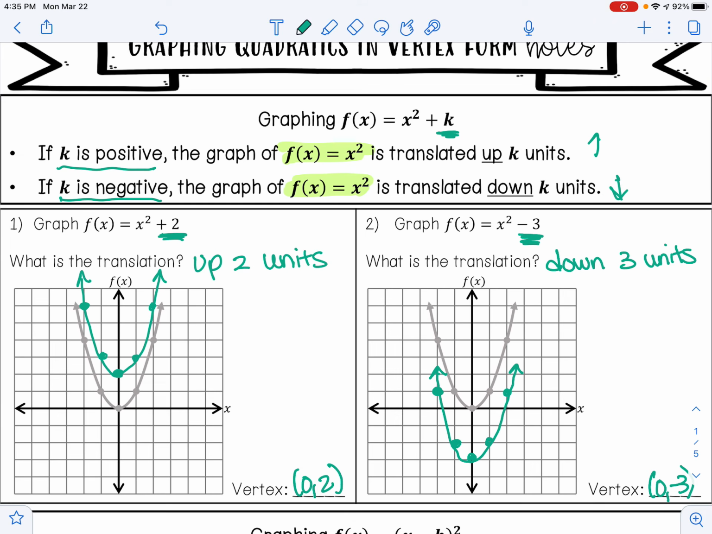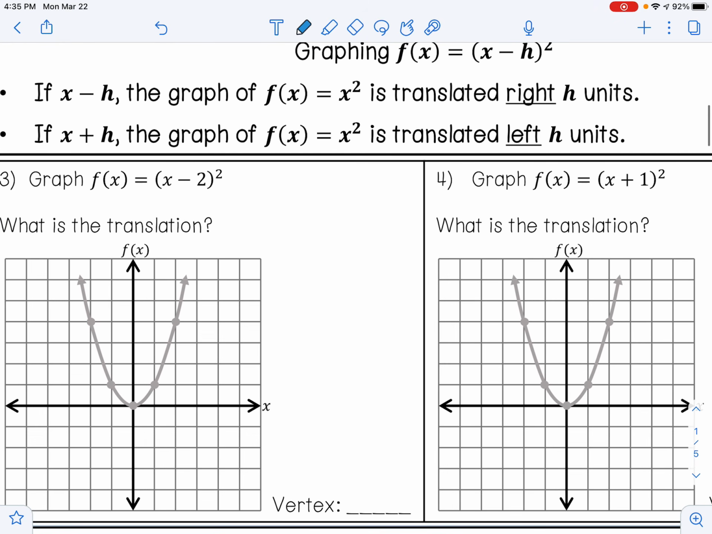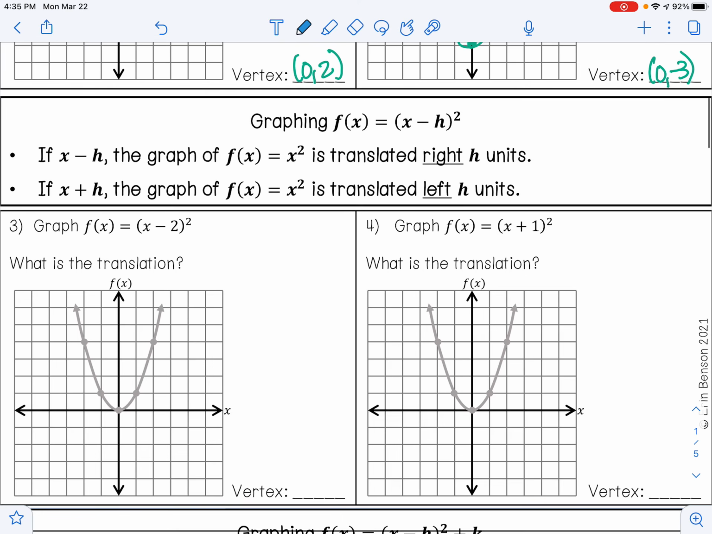Just like how we can shift the function up and down, we can also shift the function left and right. So here I have, graphing f of x equals (x minus h) squared. So if you have x minus a number, then that means that you're going to be moving right h units. And if you have x plus a number, then you are going to be moving left h units.